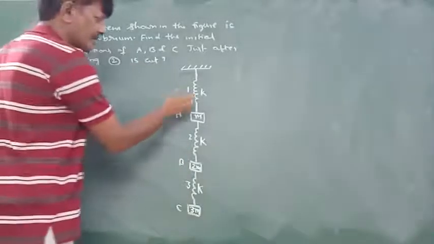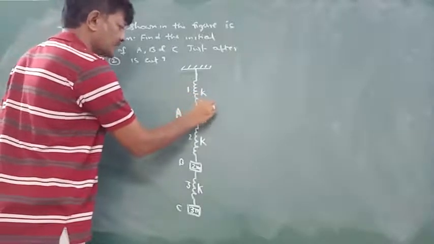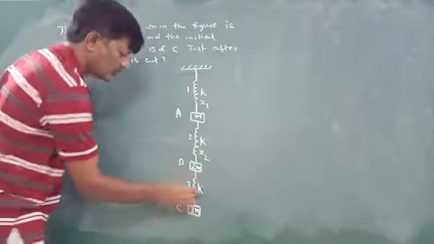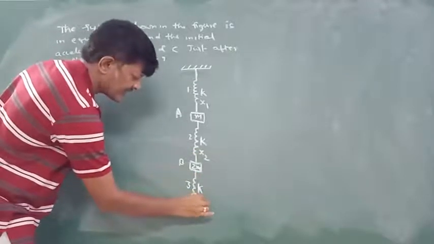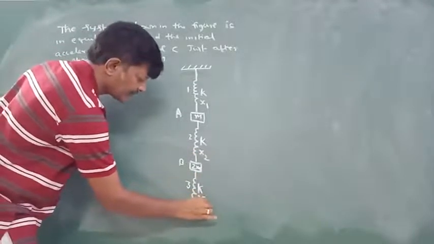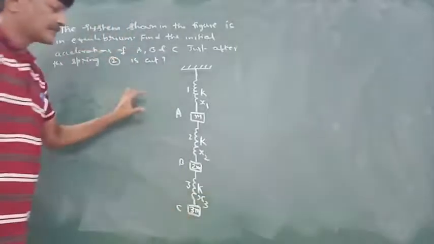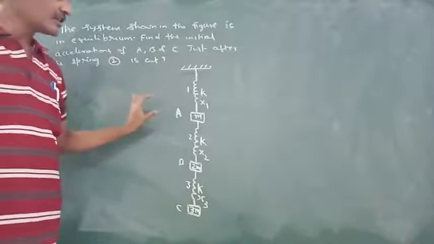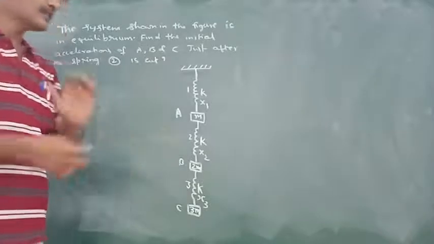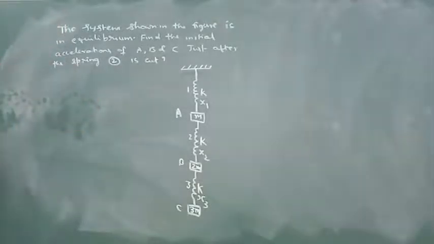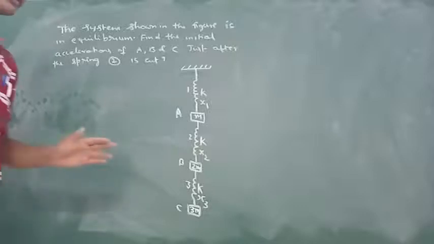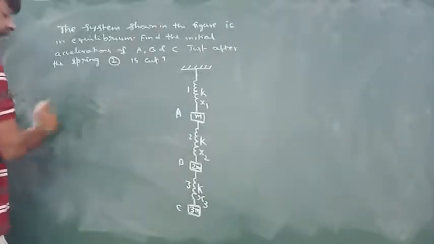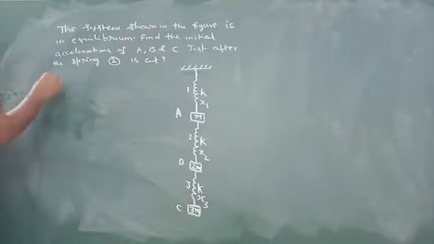Here the system is in equilibrium. Let x1 be the elongation in spring 1, x2 the elongation in spring 2, and x3 the elongation in spring 3, as shown in the figure. Now take C first.